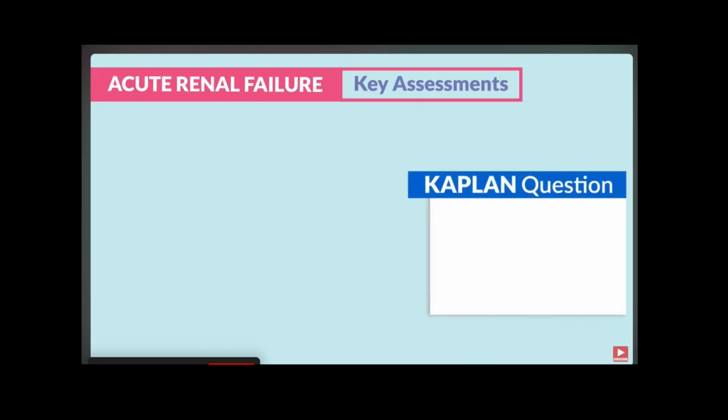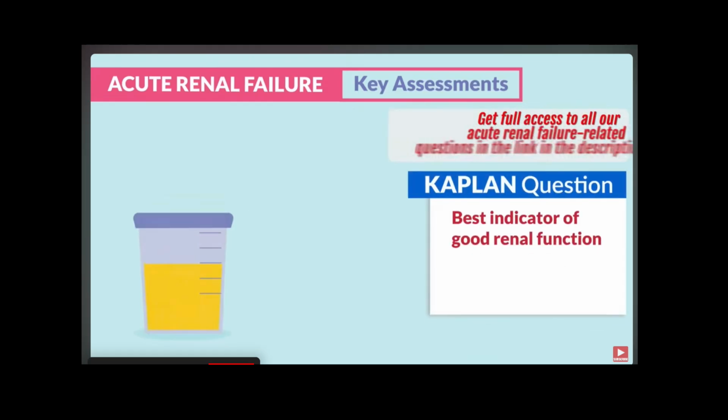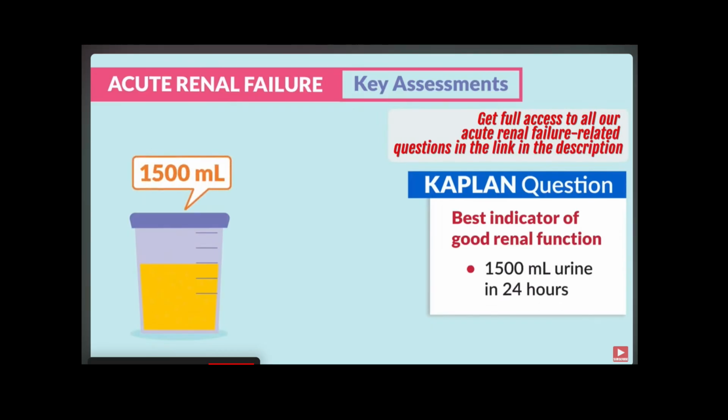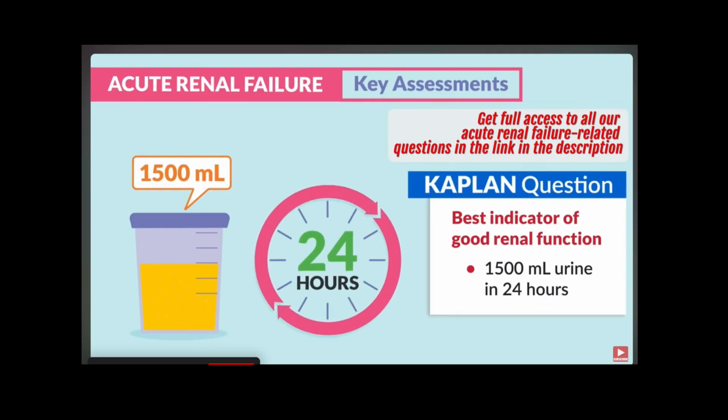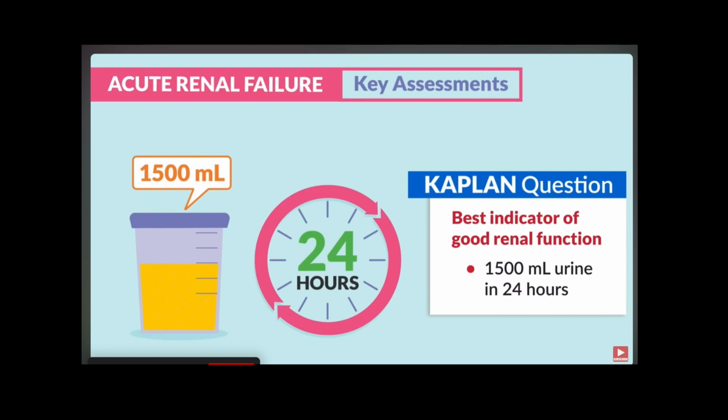Now, Kaplan had a question about this, asking what is the best indicator for good renal function? And the answer is 1,500 milliliters of urine in 24 hours. Remember here, urine output 30 mLs per hour or less means the kidneys are in distress. So 1,500 is very, very good in 24 hours.